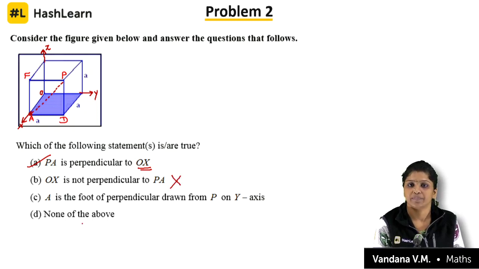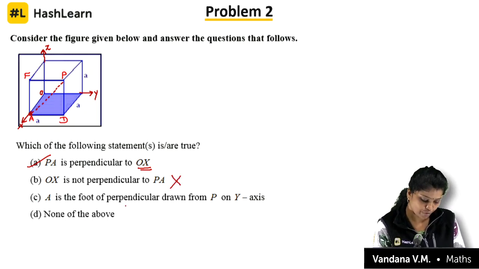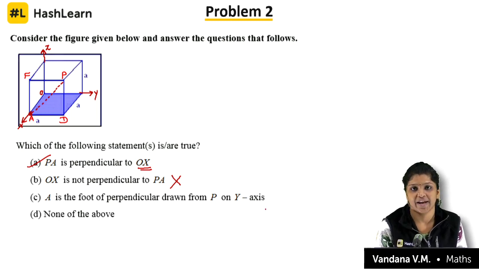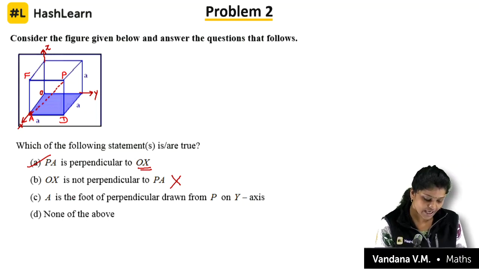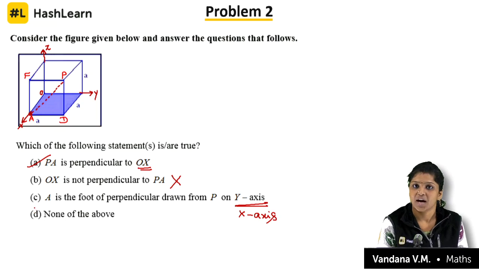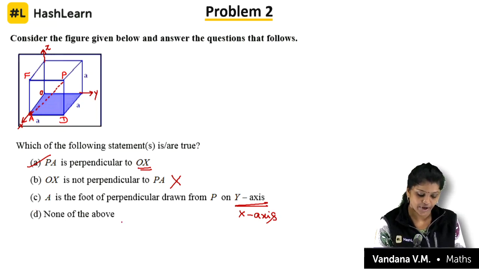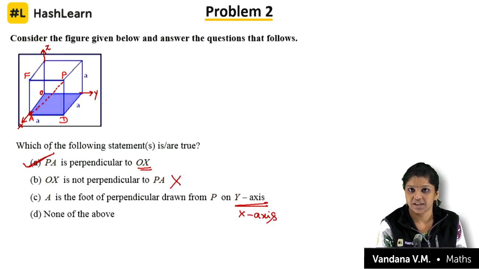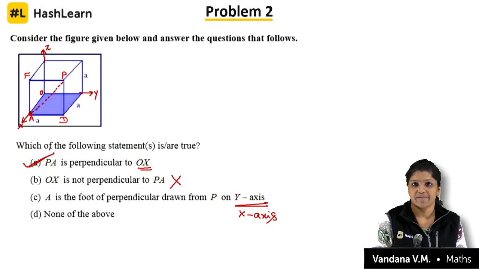Is there anything else? OX is not perpendicular to PA. It is wrong. Next, A is a foot of the perpendicular drawn from P on the y-axis. No, it is perpendicular to the x-axis, so A is a foot of the perpendicular drawn from P on the x-axis. If they had given x-axis here, then it is correct. Understood? Next, none of the above. So, only option A is correct. Clear, children? Any doubts? If you have any doubts, please let me know. I will clarify your doubts.